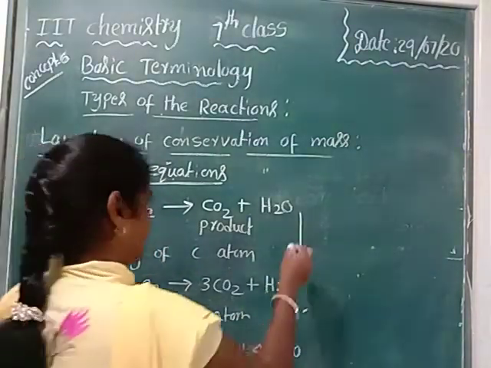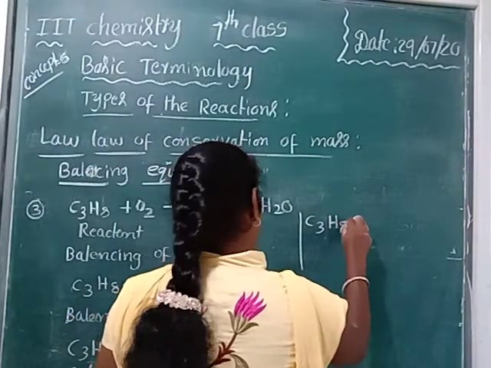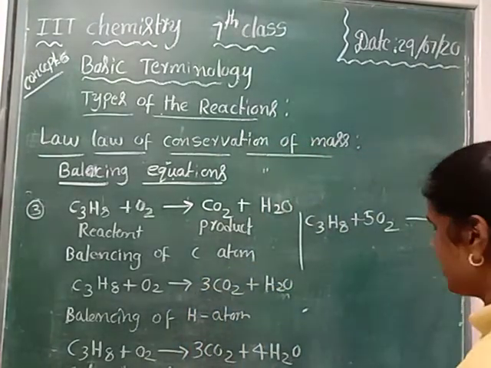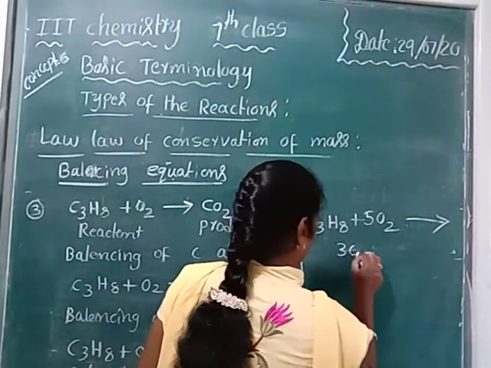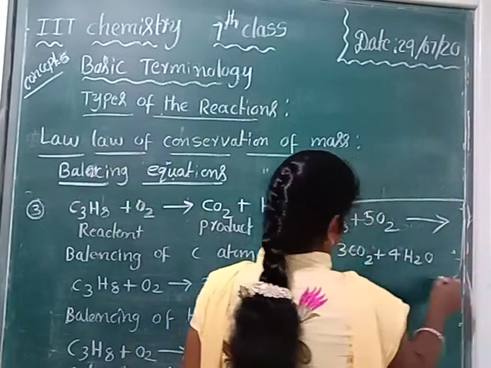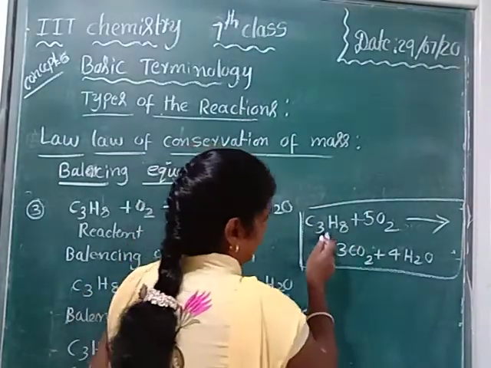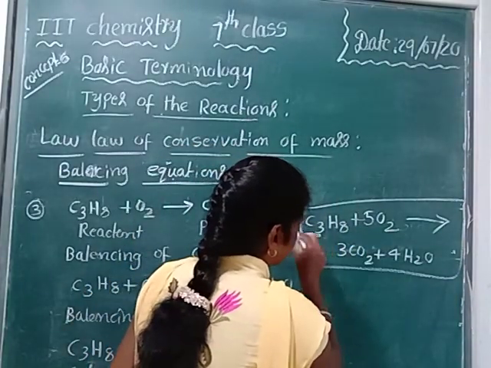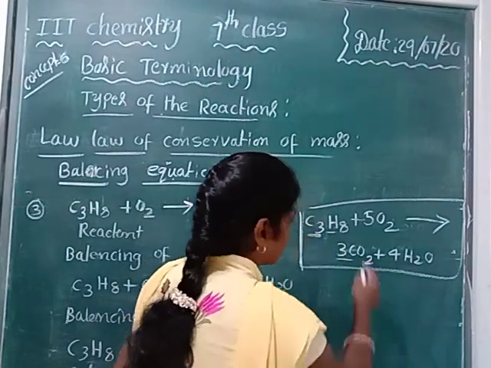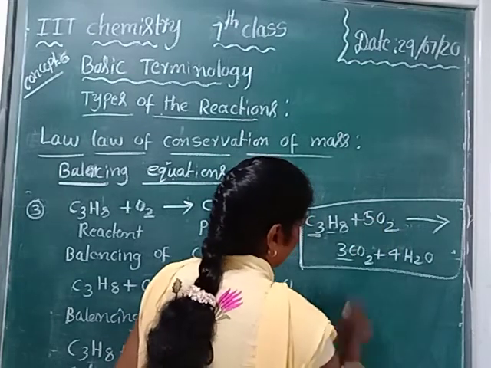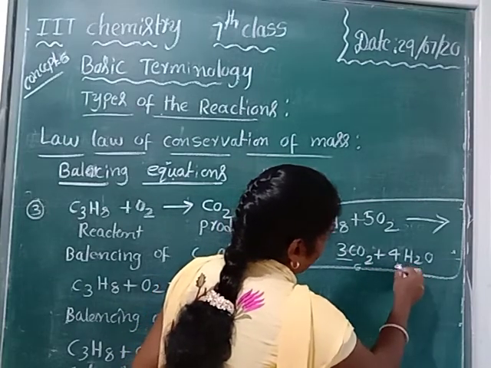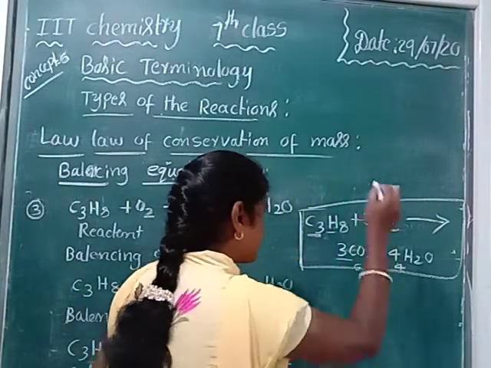What is the final equation, children? C3H8 plus 5O2 gives 3CO2 plus 4H2O. This is the balanced equation. Here how many carbons are there? 3. Here also 3. Hydrogens: 8 hydrogens, and 4 times 2 is 8 hydrogens. Reactants have 5 times 2, 10 oxygens. Products also 3 times 2 is 6, plus 4, so totally 10. So this equation is balanced.